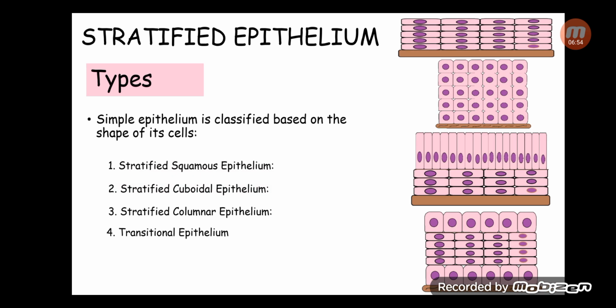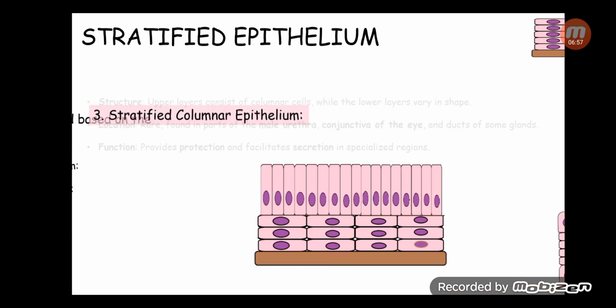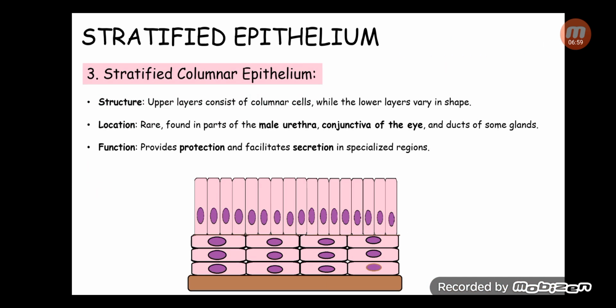Now let's talk about the third type of stratified epithelium, that is stratified columnar epithelium. Talking about the structure, the upper layer of stratified columnar epithelium consists of columnar cells, while the lower layers vary in shape. They may be squamous or cuboidal. Talking about its location, they are rare and found in parts of the male urethra, the conjunctiva of the eye and ducts of some glands. Its functions are to provide protection and facilitate secretion in specialized regions.